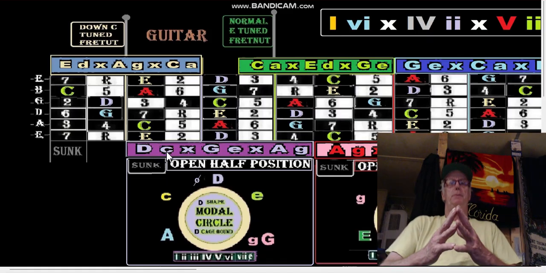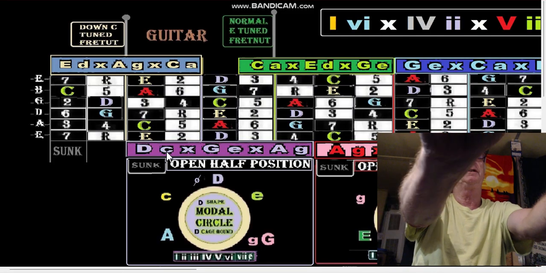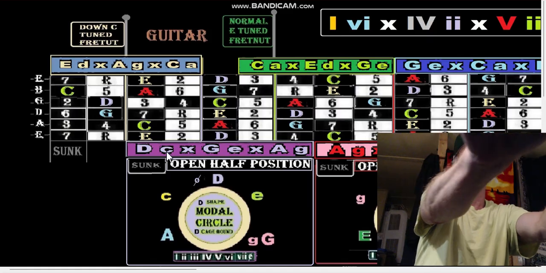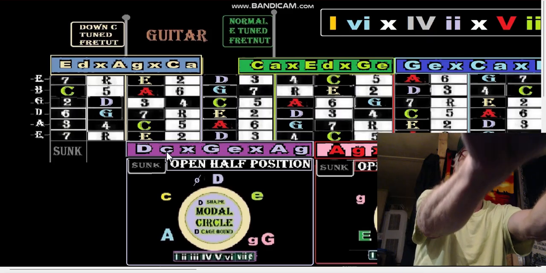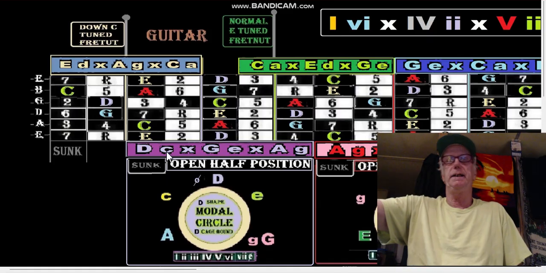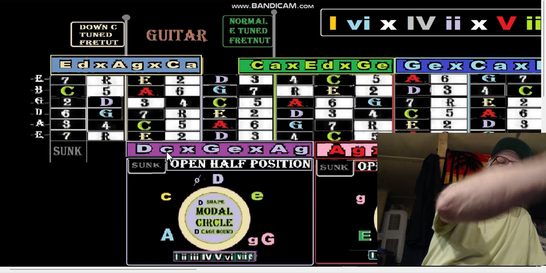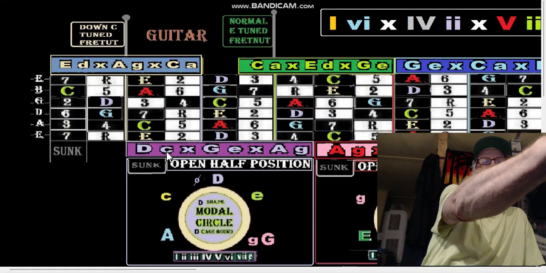Now the relative minor of G, if it's the fifth of C, is E minor. And it has a seventh. Then if you go on all the white keys, that's got a dominant seventh. The dominant fifth has a seventh. Here's your root.